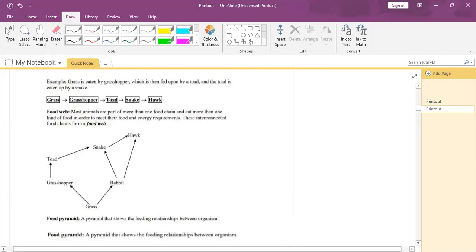So which one will be the primary consumer? The primary consumer will be the grasshopper. The grasshopper will be the primary consumer. So this is a primary consumer.